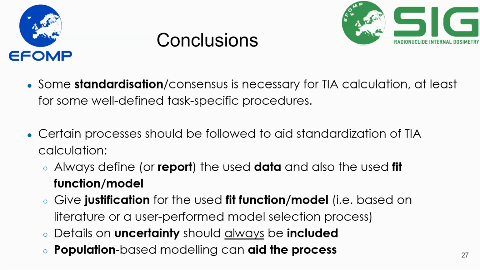The second one is to give justification for the used fit function or model, for example, based on literature or a user-performed model selection process. Details on uncertainty should always be included. And last but not least, it would be nice if we can perform population-based modeling because it can aid the process.